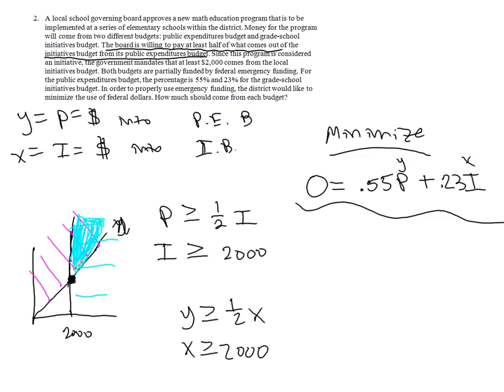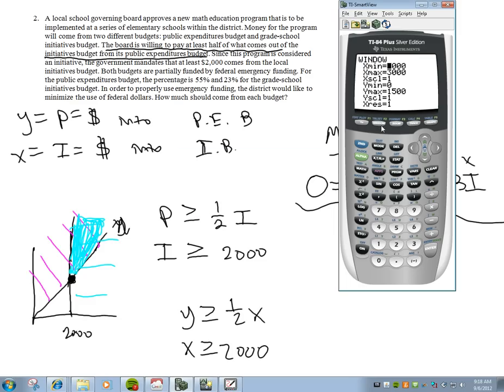Now in order to minimize, we're going to test the corner point, which is this guy right here, but we need to know what it is. So what we'll do is we'll graph it. We'll graph our window from 2,000 to 3,000 for x, since really we don't want to look at anything below 2,000. Now we'll just go up to 3,000, y from 0 to 1,500 because we don't want negatives. When we graph it, it looks like this.